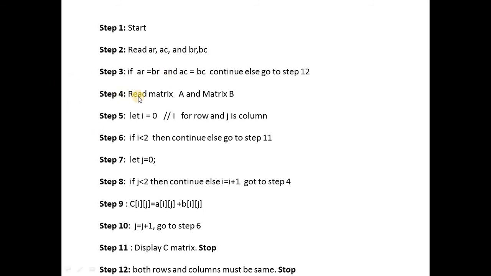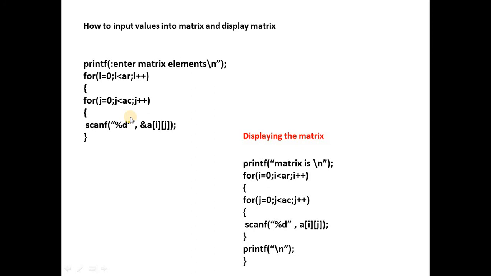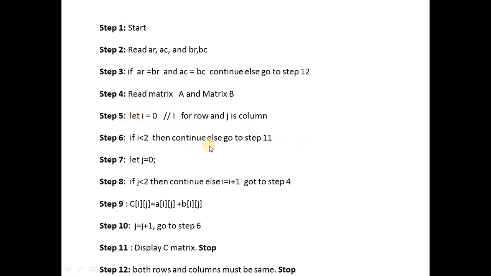So in step 4, if it is true, then only you are going to read matrix A and matrix B. And this is the same, right? Steps 5, 6, 7, 8, 9, 10, 11 are all the same, whichever we already wrote in the previous thing, right? Only the thing is this one: whether it is true, then you enter, else you don't. If it is not true, then you'll go to step 12, where step 12 will say that both rows and columns of the two matrices must be the same, and you'll stop.